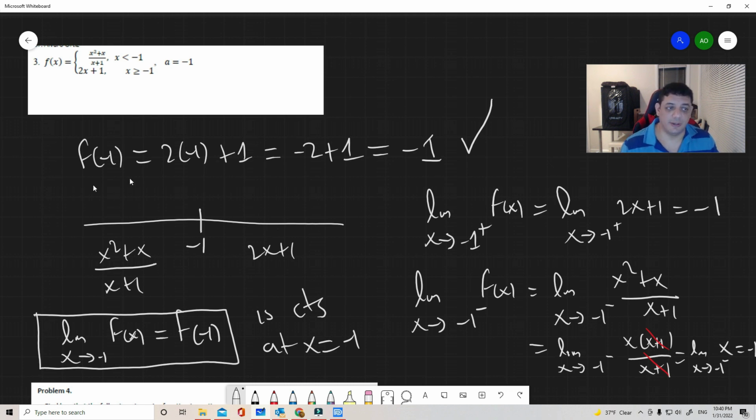So this is one case where we actually had the continuity, and we proved it by showing the existence of the function at the point, and then later showing that the limit exists and is actually the same as the definition.